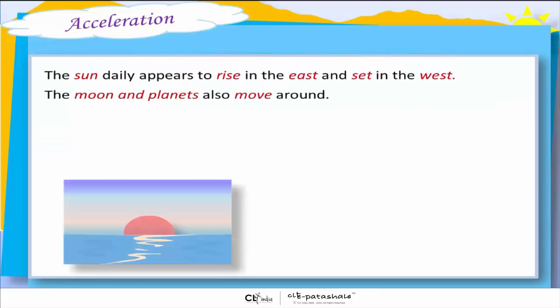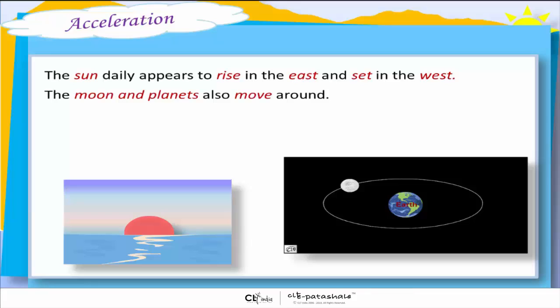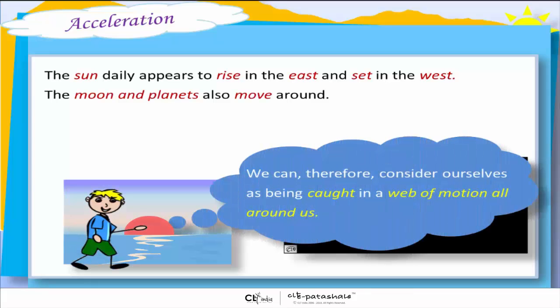The sun daily appears to rise in the east and set in the west. The moon and planets also move around. We can, therefore, consider ourselves as being caught in a web of motion all around us.